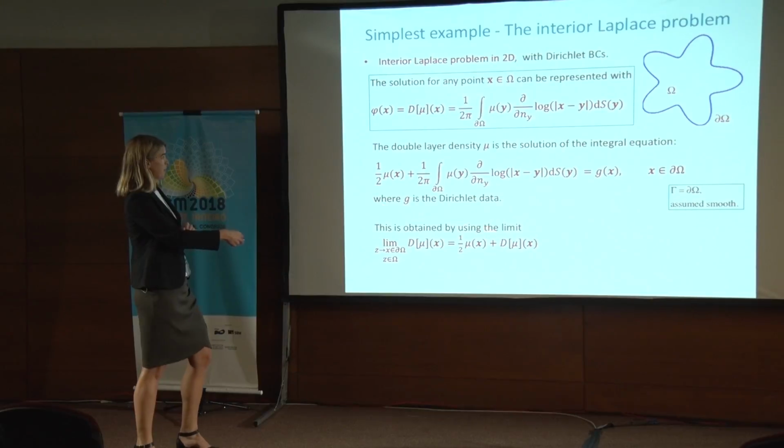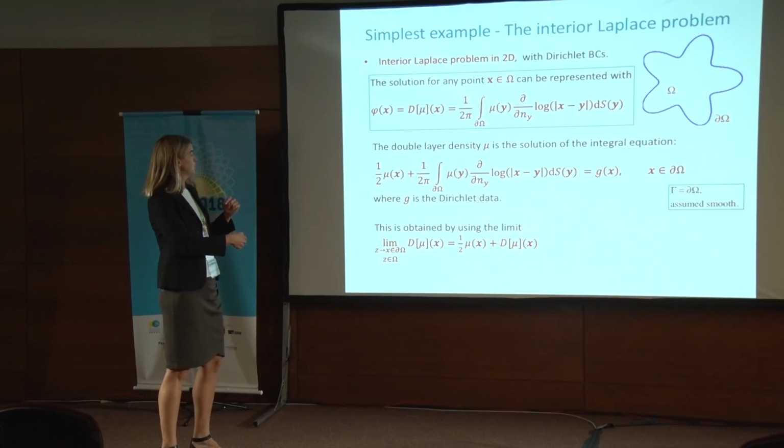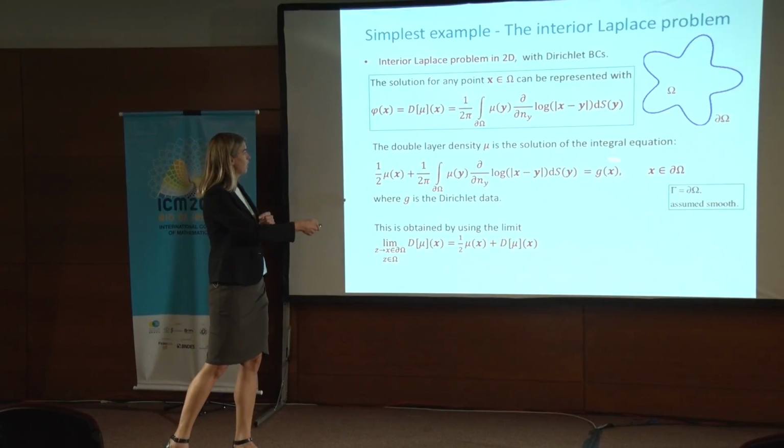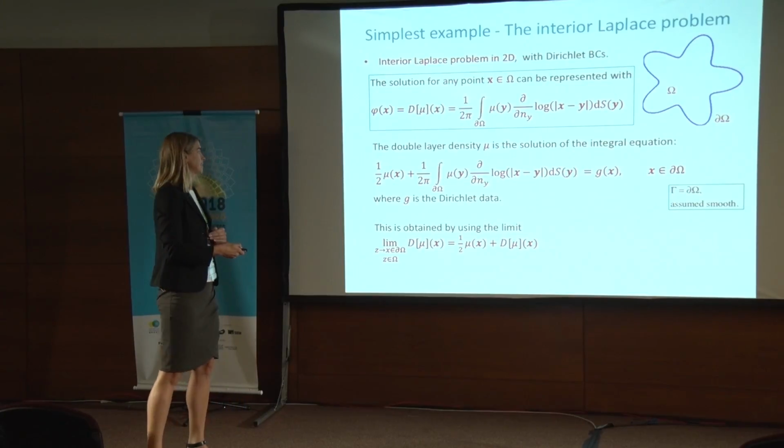Identity plus something compact, a second kind integral equation. So this will be two steps. First, we solve this equation for the density mu. And then, for any point in the domain when we want to know the solution, we evaluate this integral. This is the two steps in this case.